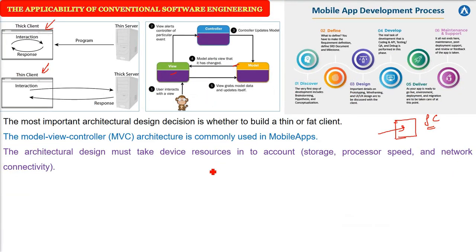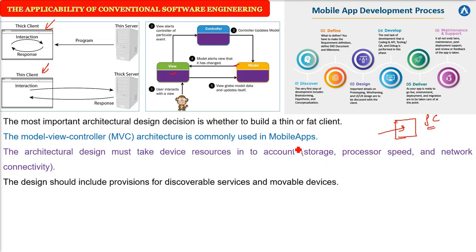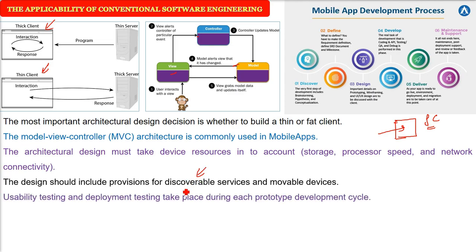The architectural design has to take the device resources into account, because storage, processing power, battery, and network connectivity are issues. The design should include provision for discoverable services, for example Bluetooth and Wi-Fi, and there are so many. And the devices are moving. You are carrying the mobile everywhere.